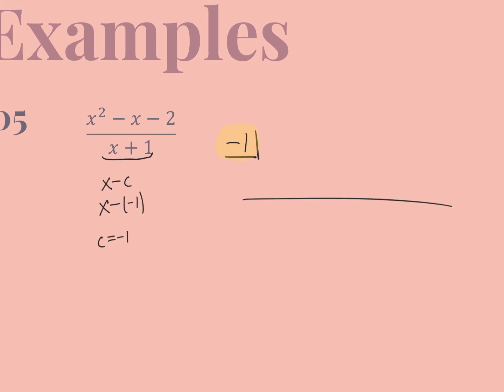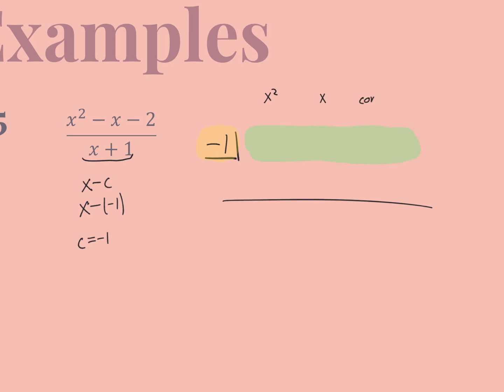And then what's going to go right beside it is the coefficients of your dividend, right? Just the coefficients in decreasing exponent order. So you're always going to start with your x squared term, your x term, and then your constant. The coefficient in front of x squared, I don't see a number in front, so I'm going to assume it's a 1. The coefficient in front of my x term is negative 1, and then my constant is negative 2.